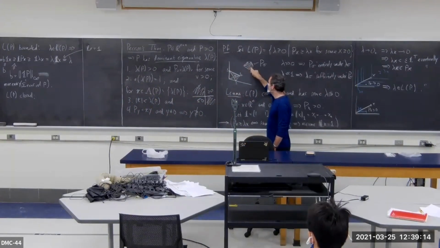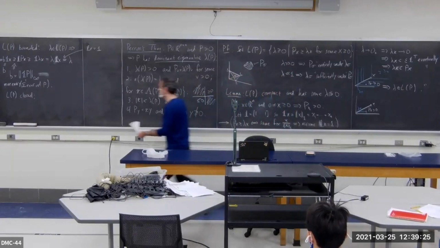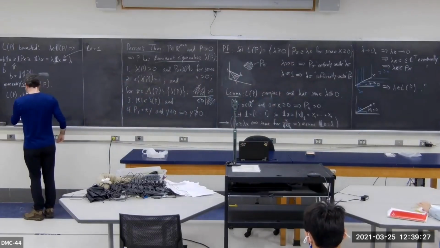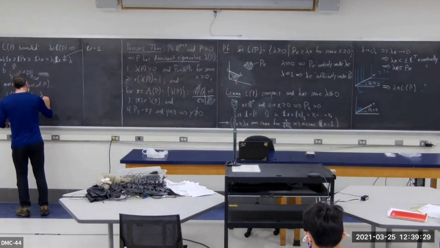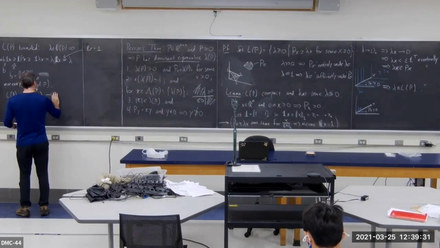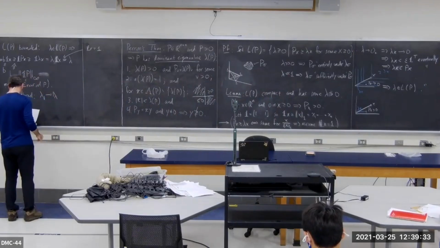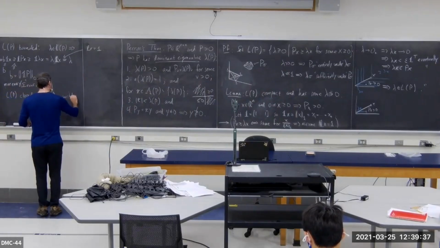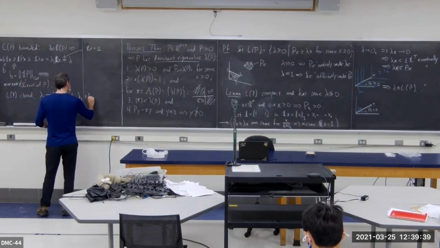And so the point is that if I have a sequence of lambdas that work, I'm going to get a sequence of vectors in here, and the sequence of vectors is going to have a convergent subsequence. That's what's going to happen. So suppose that I have a bunch of lambda k approaching lambda with lambda k in L of P.